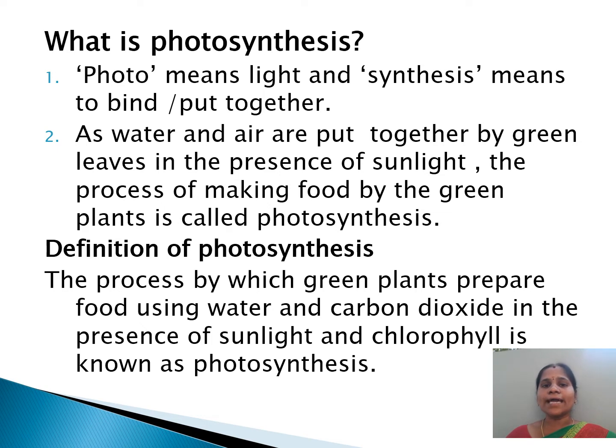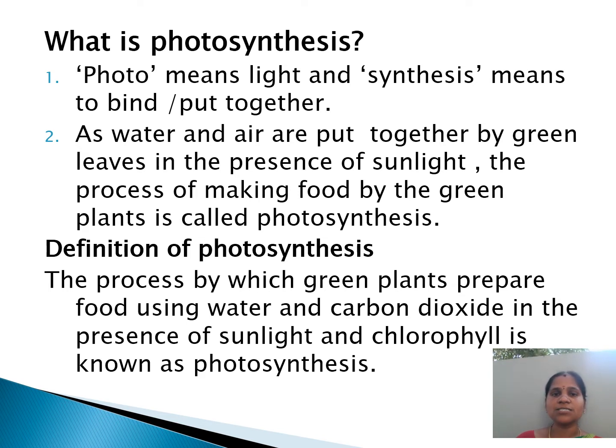Water and air are put together by the green leaves in the presence of sunlight. The process of making food by the green plants is called photosynthesis. So see the clear definition of photosynthesis. The process by which green plants prepare food using water and carbon dioxide in the presence of sunlight and chlorophyll is known as photosynthesis.